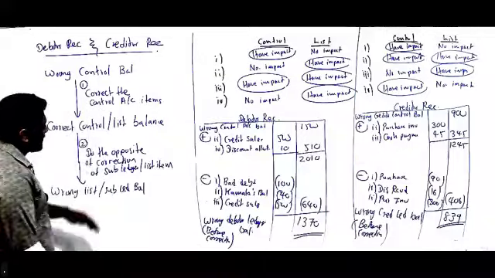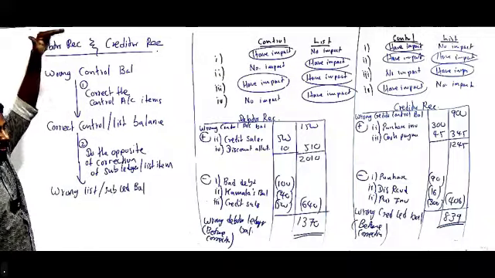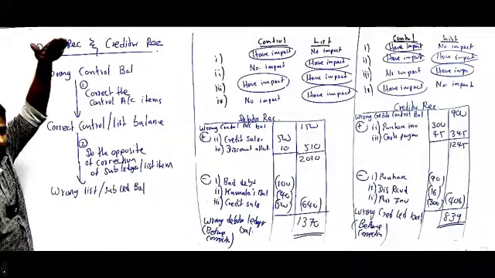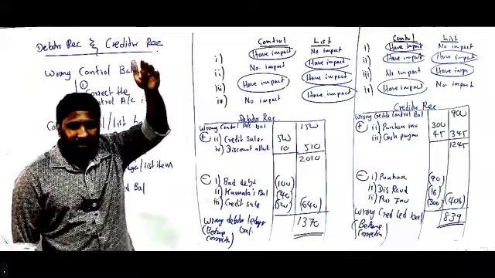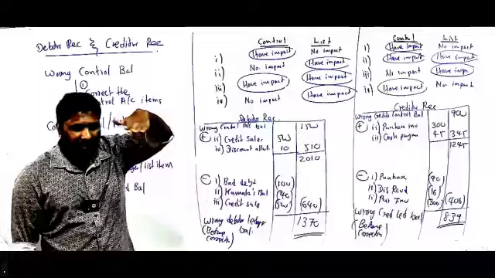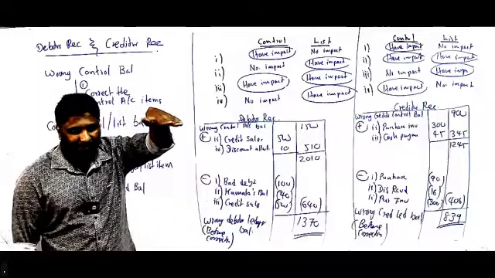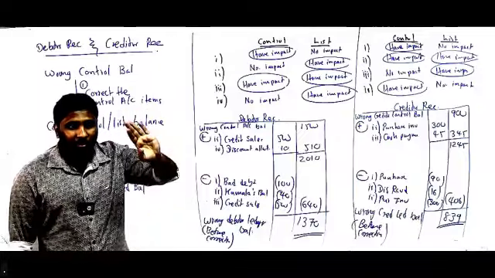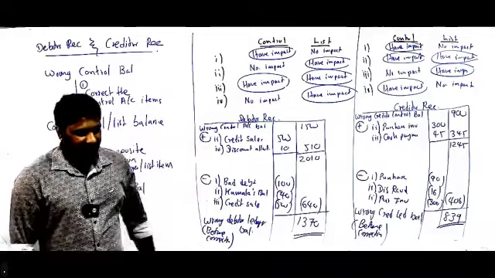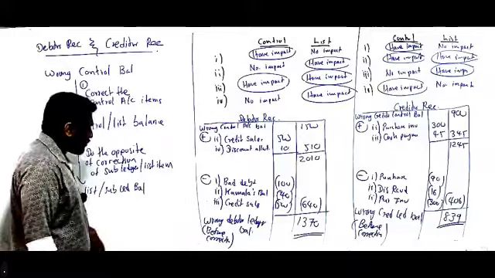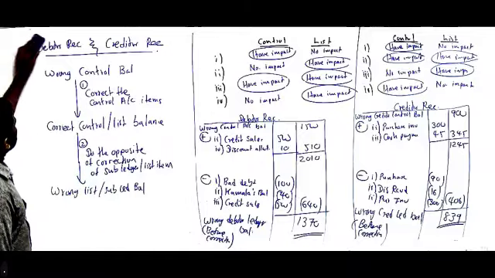So don't forget this. Just tell me, without looking at the board, what do you start with? Start with the wrong control account balance. Step number 1: correct the control account. Then you will arrive at the correct balance. Then what's step number 2? Do the opposite of the correct thing for the list, the subsidiary ledger. Those are the 2 steps. Simple 2 steps.